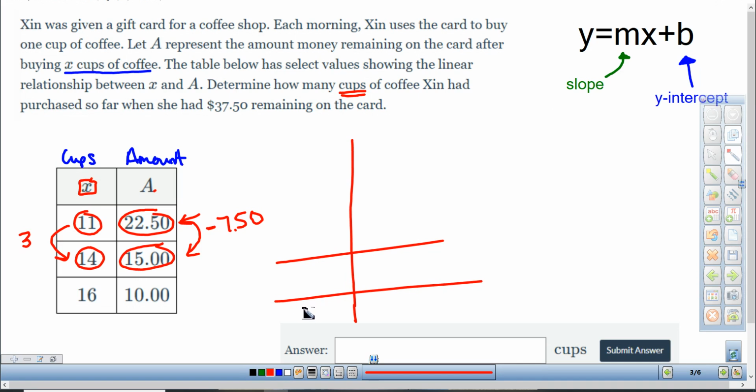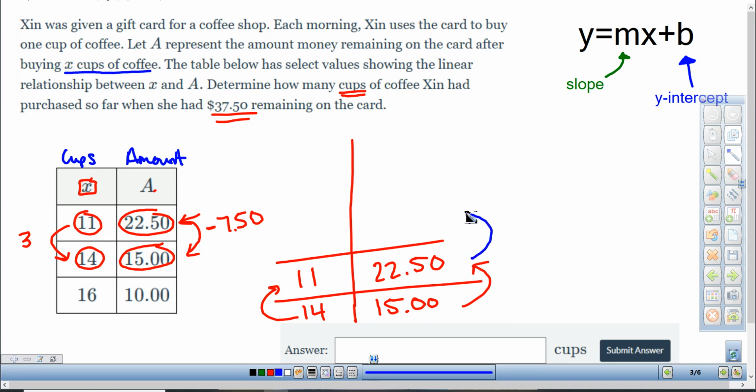So here's what I would do. I would say, okay, here's 14. This is $15 left. If we had only purchased 11, that would be $22.50. It's kind of like we're adding the $7.50 back on because we're working backwards on the number of cups. And the reason I'm going this way on my table is because I'm trying to get to this value of $37.50. So in my mind, I just need to keep adding $7.50 to this, which would be $30. And I'm going to do it again. And I'll actually get $37.50 right then.